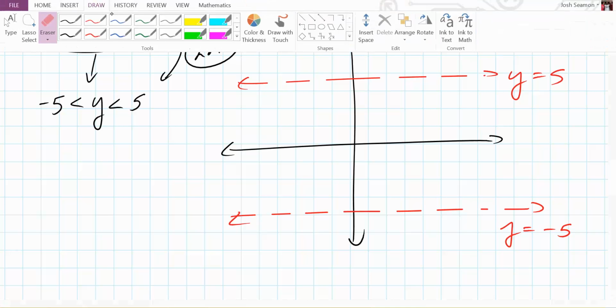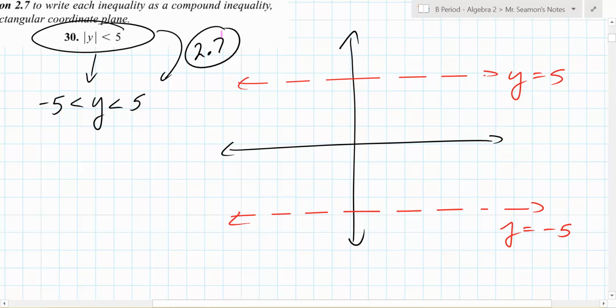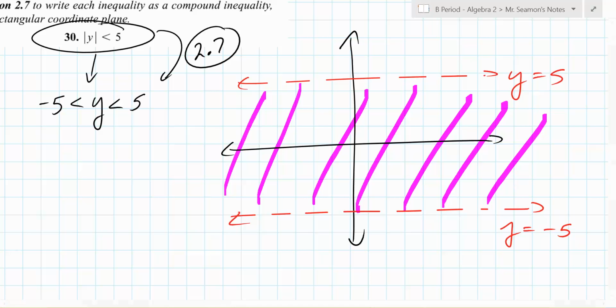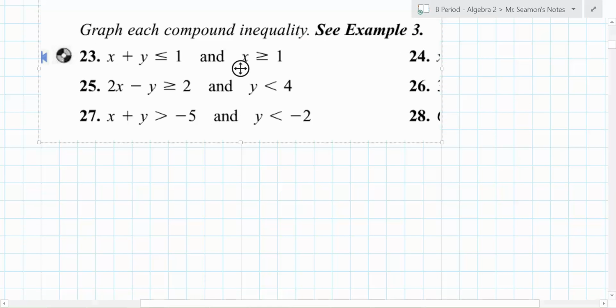What's a great point to test that I've told you to test all the time? 0, 0. What's the y value at 0, 0? 0. Is 0 between -5 and 5? Yes. So you shade between. There you go. Done. So this is a great way to transition into compound inequalities.